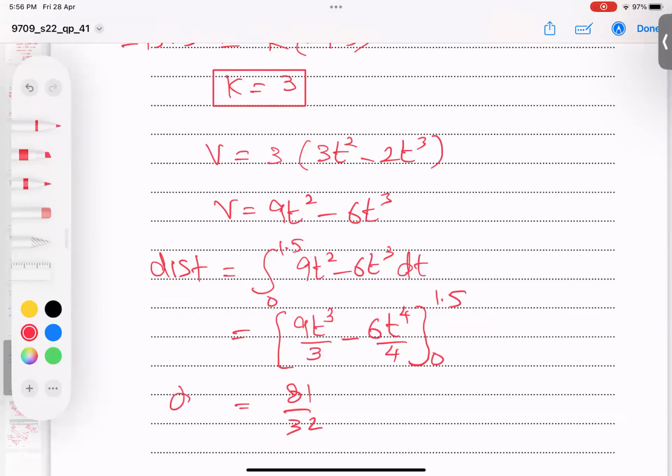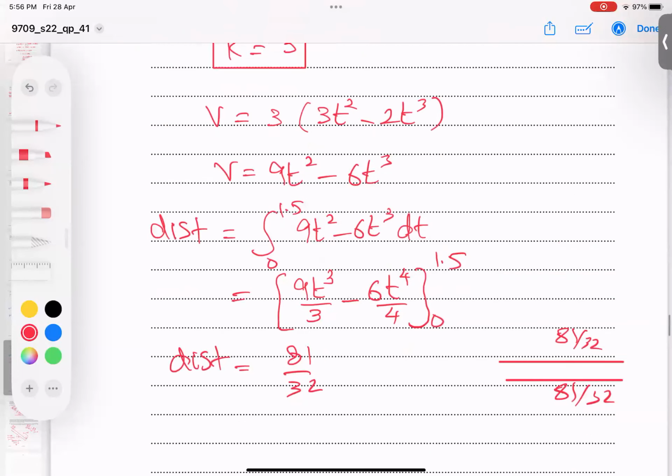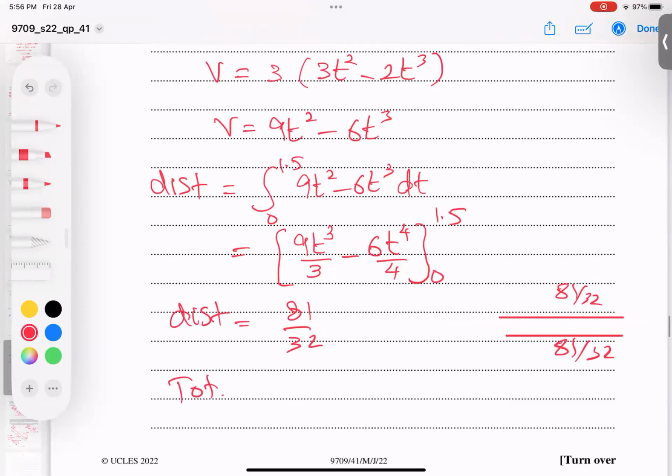So the distance going away is 81 by 32, and coming backward is also the same. So the total distance which I got is 81 by 32 into 2. And the final answer, if you type in the calculator, I'm checking, is 5.06 meters. I hope this part is very clear, and let's go for the next question.